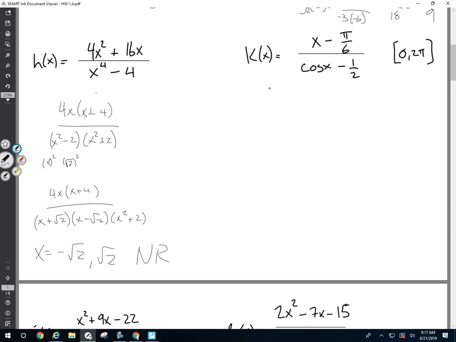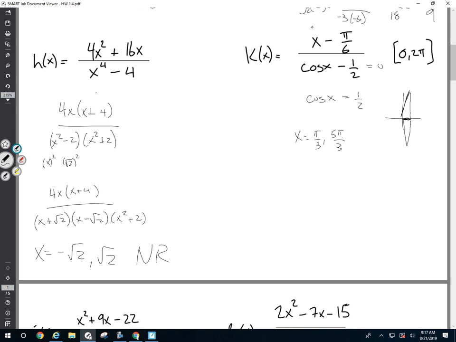Let's look at this guy. We've got cosine of x minus 1/2. Well, let's set that equal to 0. I'd get cos x equals positive 1/2. There are values between 0 and 2 pi where cosine is equal to 1/2. So I'm thinking about when the adjacent side is 1/2. That would be here at pi over 3, and down here at 5 pi over 3. So pi over 3 and 5 pi over 3.